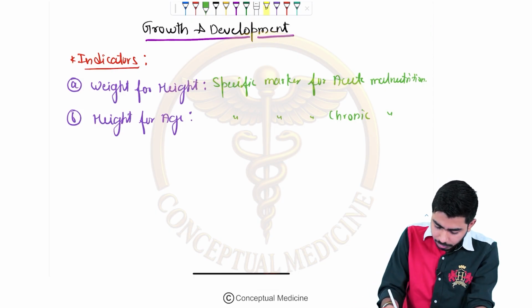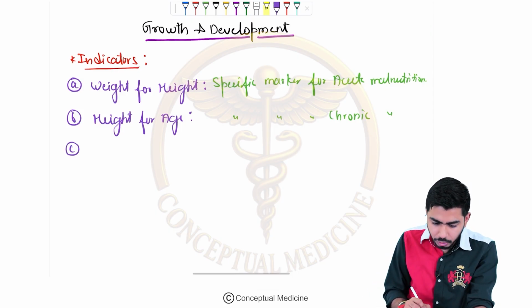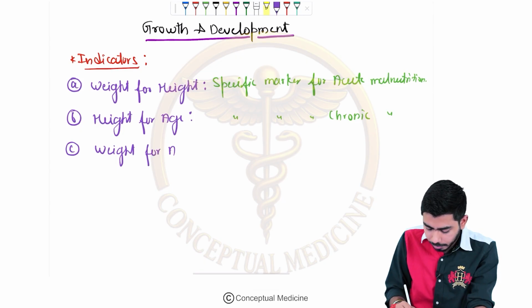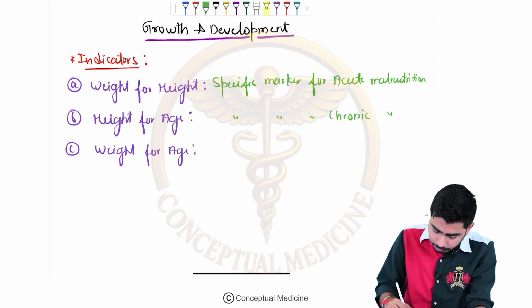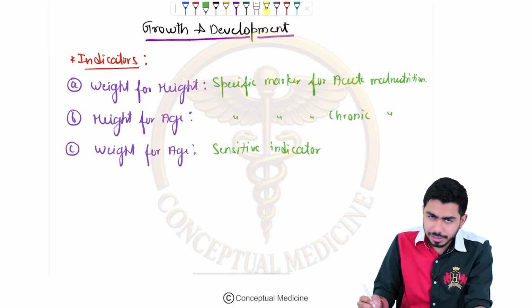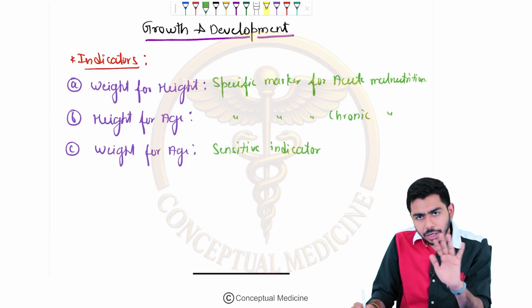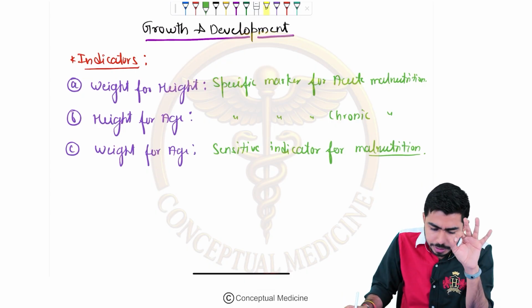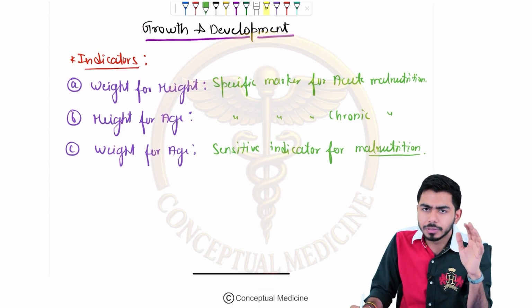Next, what about the weight for age? Height for age we have done. Weight for age is a sensitive indicator, a sensitive marker for overall malnutrition. Fine. So please remember these 3 important indicators.